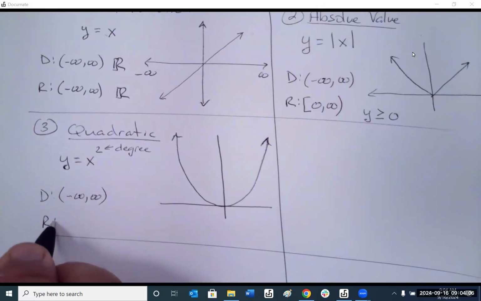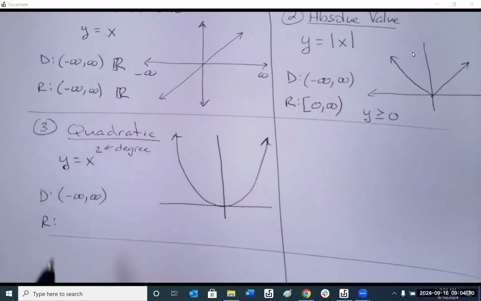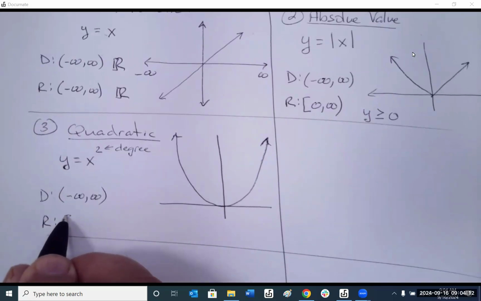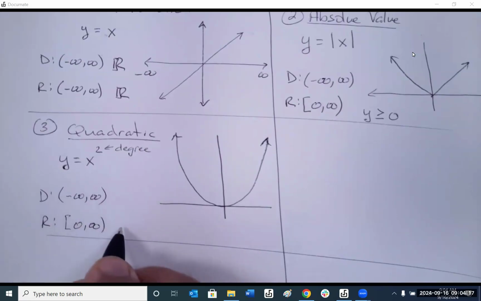The range, since this is squared, it can never be negative. So it's the same thing as the absolute value. It's from 0 to infinity, or y is greater than or equal to 0.